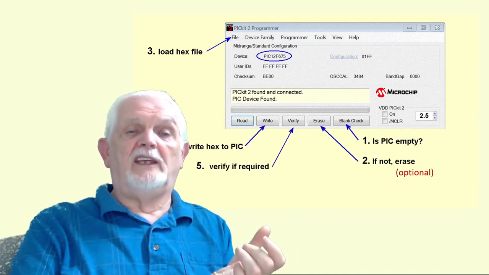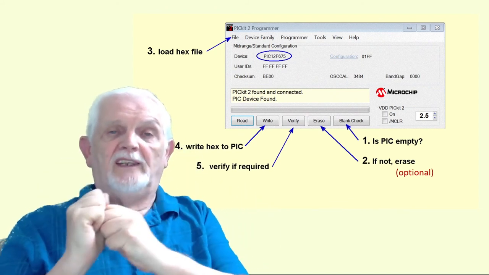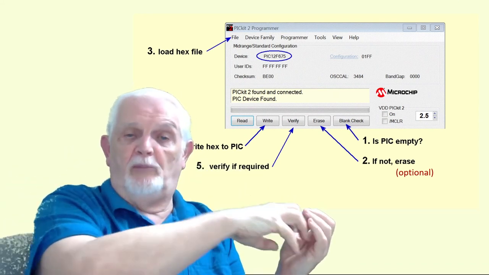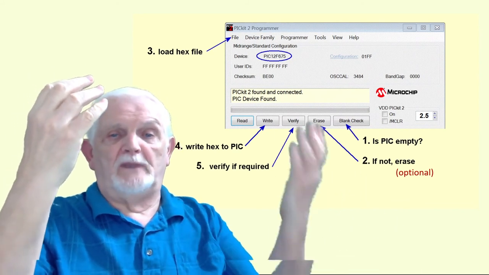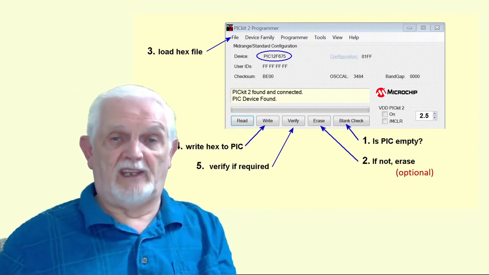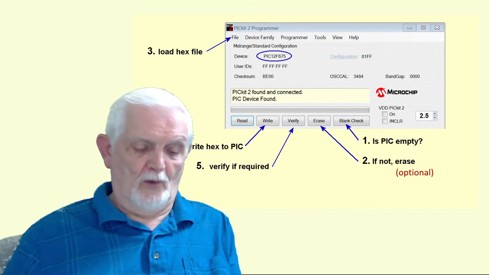And very handily, it also verifies. What that means is, it goes from your computer into the PIC chip. The computer then reads it back off the PIC chip and says, here's my original, here's what I've read from the chip. Are they the same? Yes. If so, it's programmed correctly. There'll be no glitches. So it's holding your hand along the way.